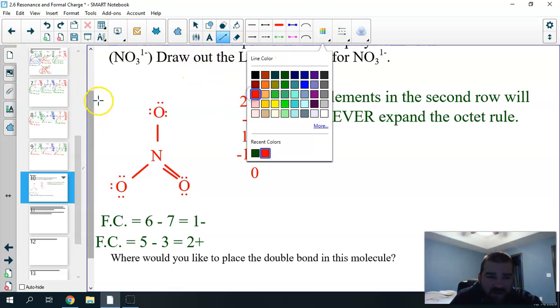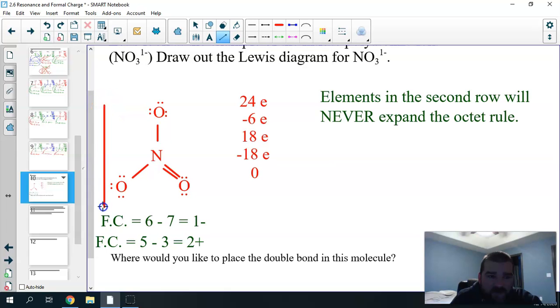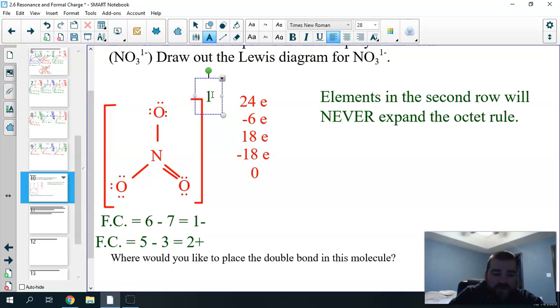Now, there's another issue, okay? And this is what's going to lead us to resonance. And I'm going to put brackets around this thing, clunky brackets, as best I can. There we go. And this would have a 1 minus charge, right? So when we draw these polyatomic ions, we should always bracket them and then put their charge outside those brackets. So here's the nitrate. This is the correct structure.